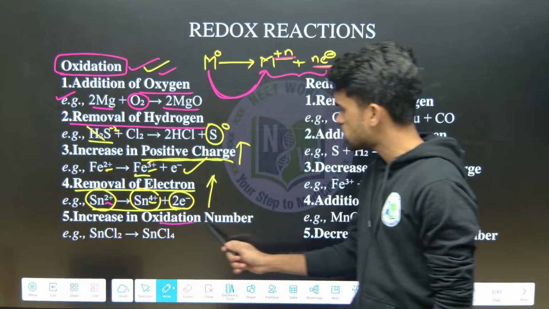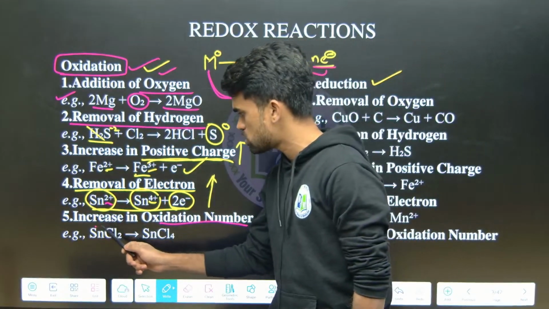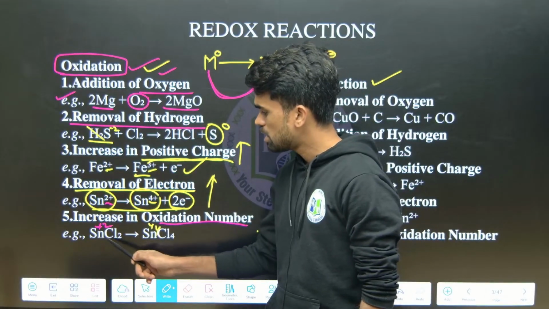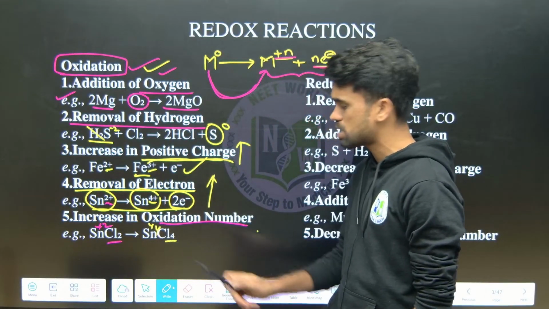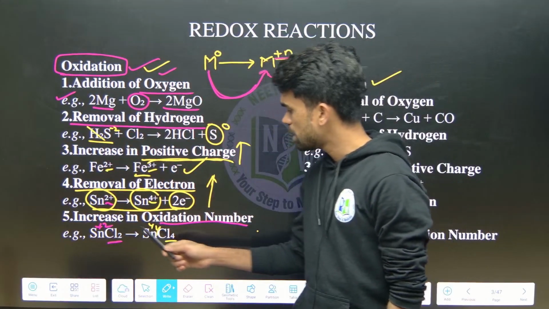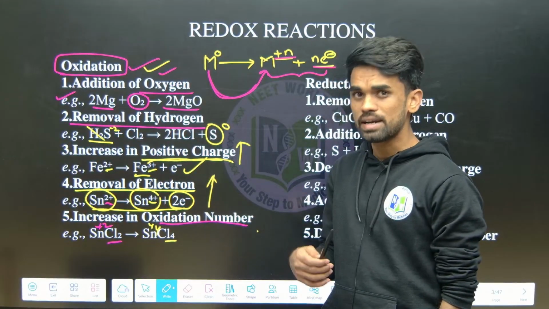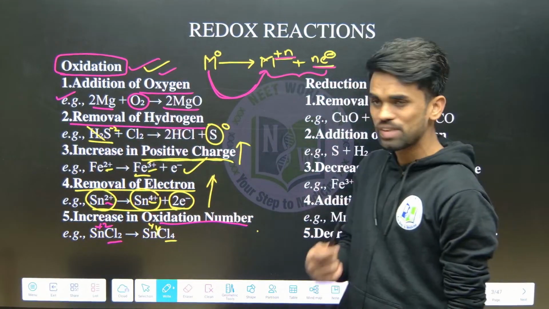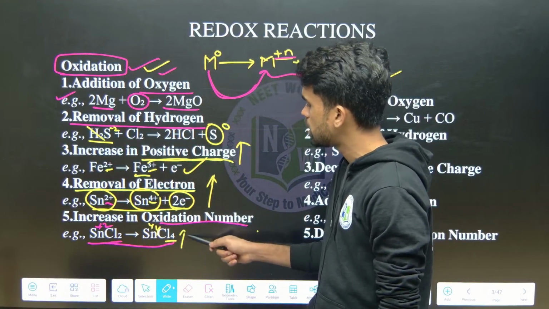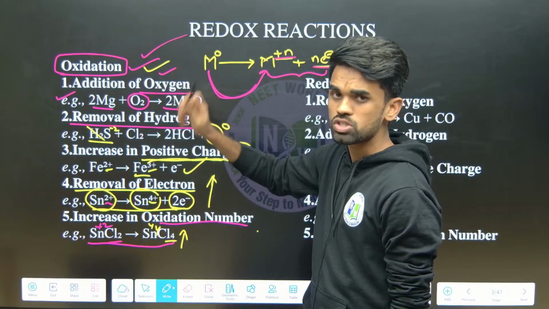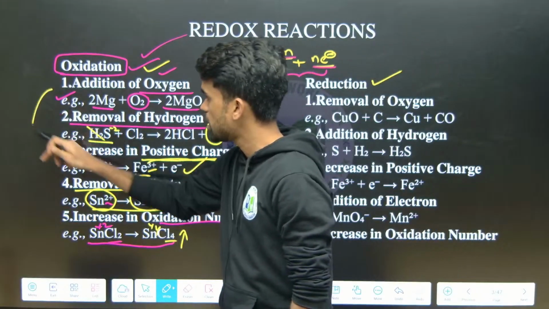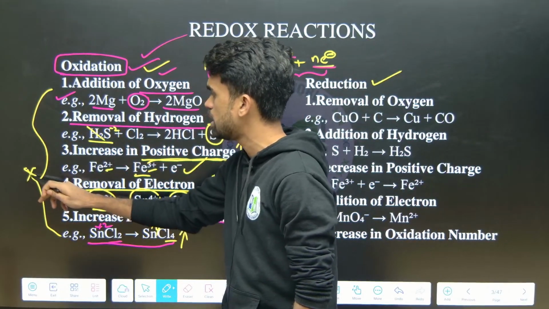Now, increase in oxidation number. See here you are seeing plus 2 and here it is plus 4. So what happened during this reaction? Here only 2 chlorines are attached, here 4 chlorines are attached. I will tell you what is happening here, but what you are saying is increase in oxidation number. How to calculate oxidation number, we need to learn it. We will be discussing that. So increase in oxidation number is also called oxidation, that is an oxidation process only. I hope all these oxidation reaction examples are clear without any confusion.